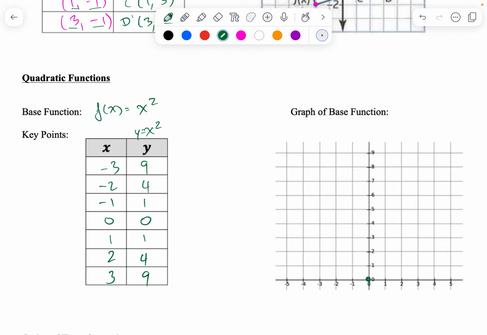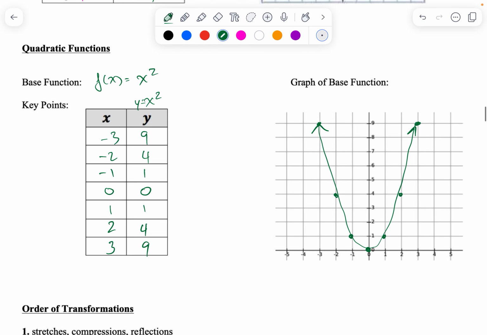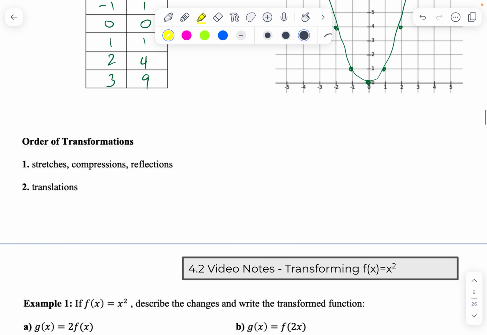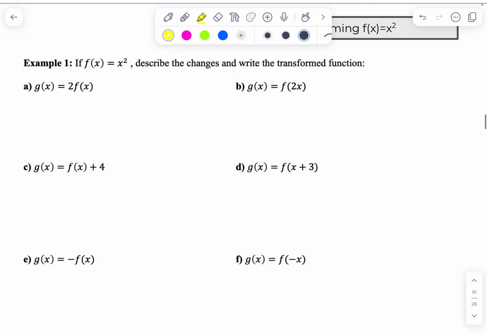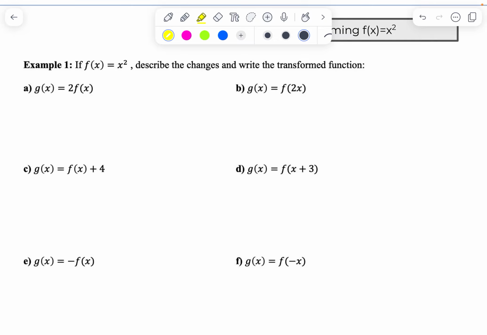And then I'm going to plot these points. So 0, 0, 1, 1, 2, 4, 3, 9. And then same on the left. Okay, and there's my base function that we're going to work with today. Okay? And remember, we're always going to use it in order of stretch, compress, reflect, and then translate. So, if I have a function x squared, describe the changes and write the new function.